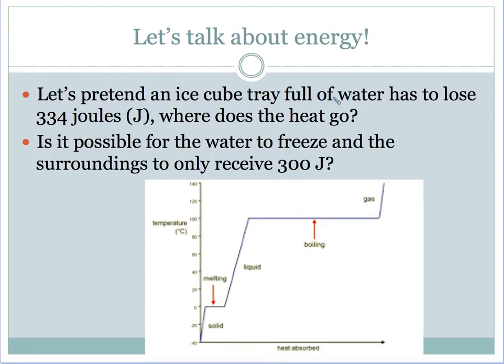If we pretend an ice cube tray full of water has to lose 334 joules of energy, where does that heat go? If it's going to lose it, it's just going to release it to the surroundings and the area around it, which is why the area is cold around freezing water. If it needed to lose 334 joules and only lost 300 joules, would it freeze? That answer is no. It needs to lose all the energy in order to freeze. And maybe some of that water would freeze, but not all of it because there's not enough energy lost.